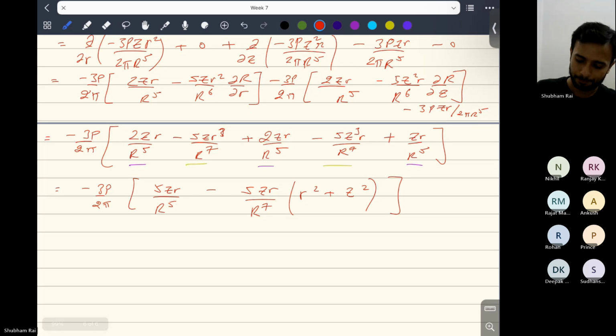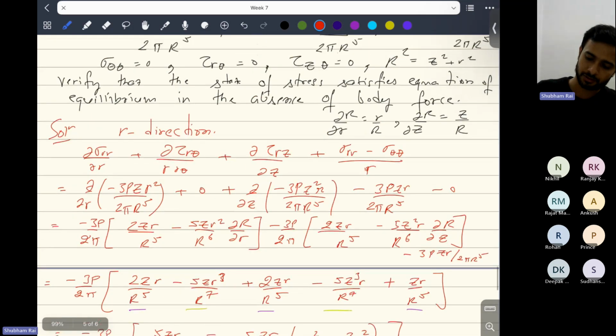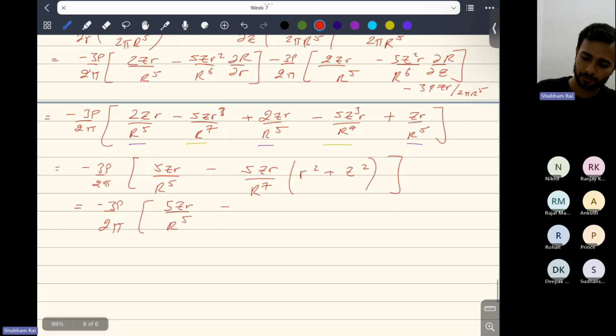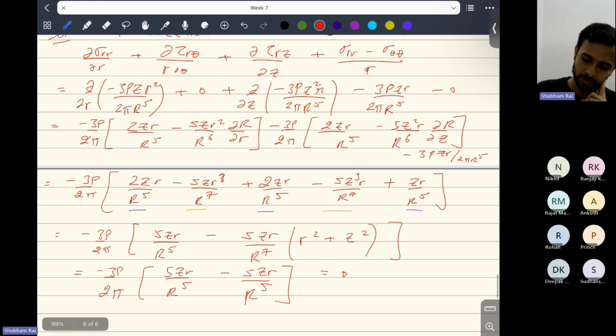Okay, so minus 3p over 2 pi, and then capital 5zr over capital R to the power 5 minus r square plus z square, which is capital R square from this equation, you can see this equation here. So you substitute, you will get here 5zr over R to the power 5. So this will be 0. So we have satisfied the stress equilibrium equation in r direction.